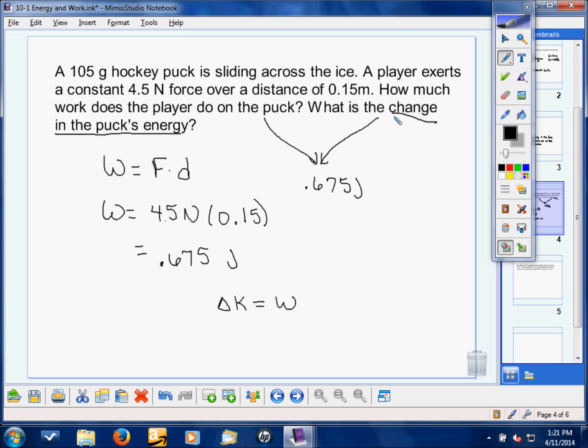How's that the same? This is just, we're going to think of it as a synonym. Just like when we had the other theorem in the other chapter, it's asking the same question in a different way. Here's our work energy theorem. Delta K, which means change in kinetic energy, equals work.